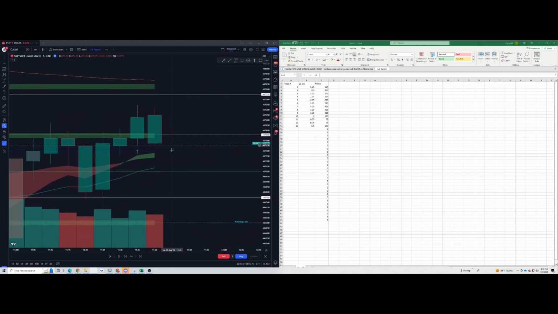So I'm going to call this a loss. If we use this zone as our stop, we would have actually gotten stopped out here at the bottom of this candle, which is minus 2.5.